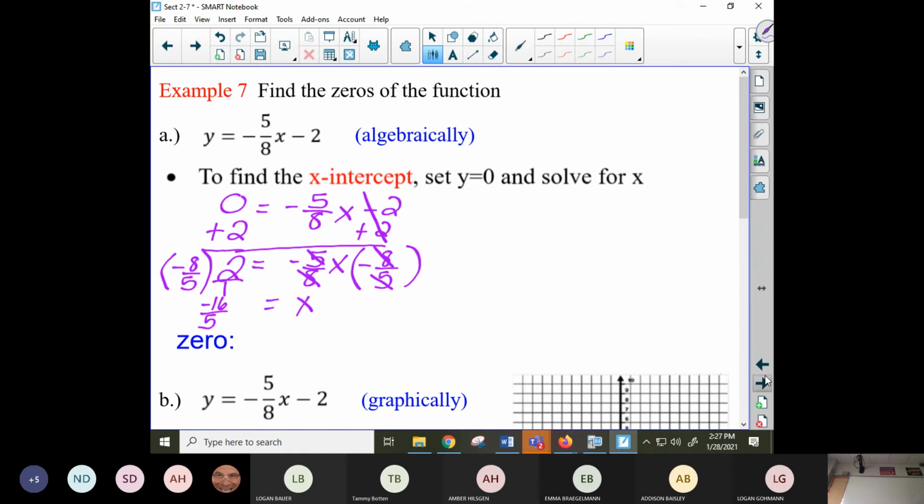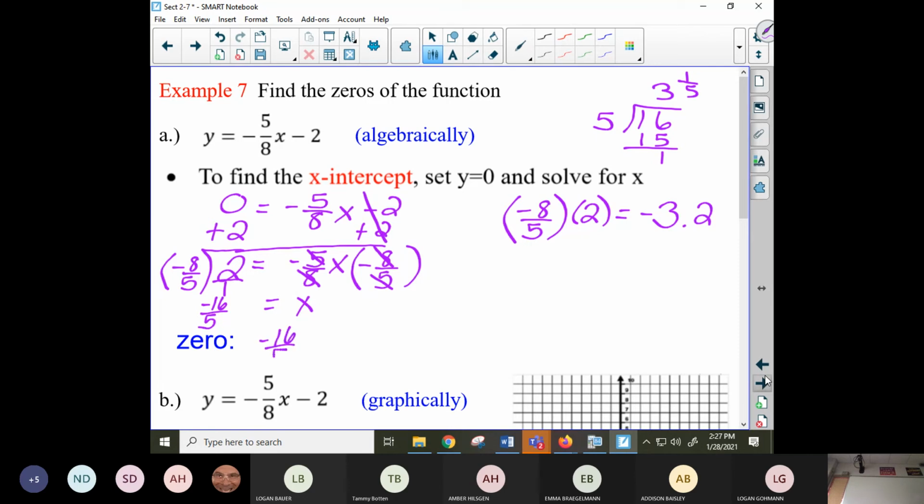Another way you could have done that is on your calculator, -8/5 times 2, and your calculator would have given it to you as a decimal, -3.2. You also could have thought of it as a mixed number: 5 into 16 goes 3 times, which is 15, with 1 left over, so that's 3 1/5. Any of those are absolutely fine. So -16/5 or -3.2 or -3 1/5.